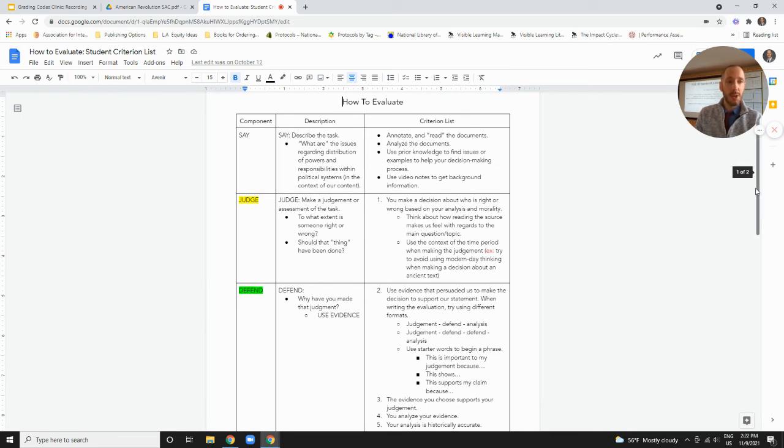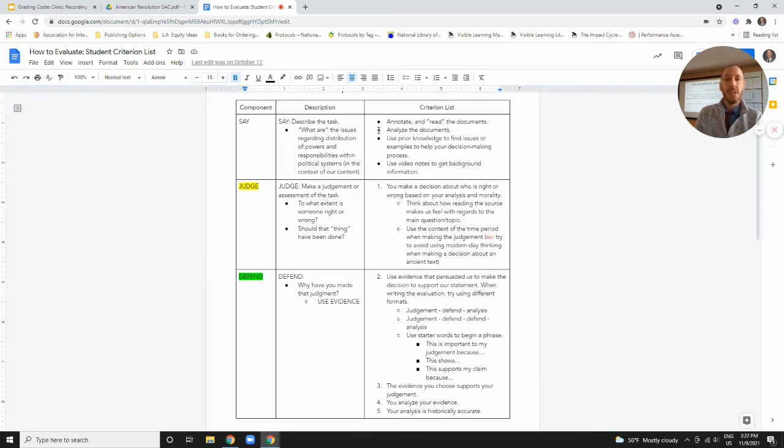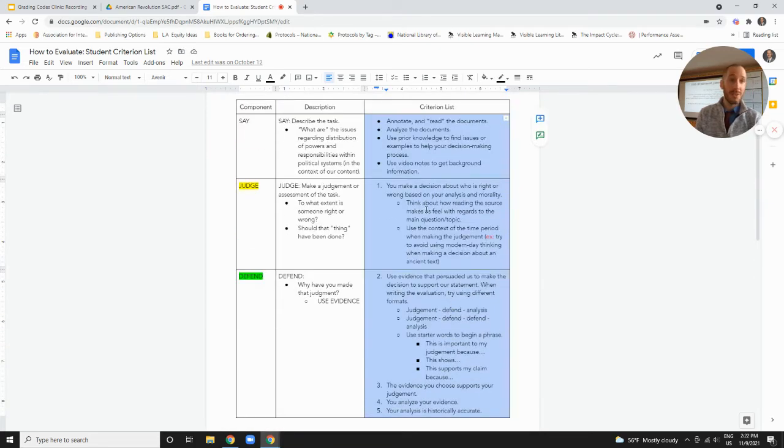So we came back together as a whole group, and students were able to note criterion lists for each part of my initial description for evaluation. Here's what I originally gave them in terms of evaluation: say, judge, and defend. Then, as a whole group, students were sharing their thought process, and I had a recorder note this in a Google document. They made these criteria lists.